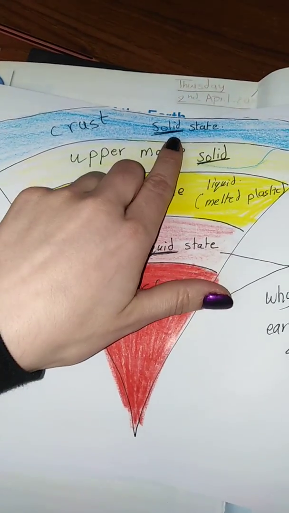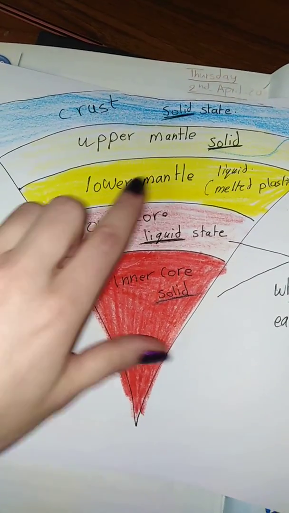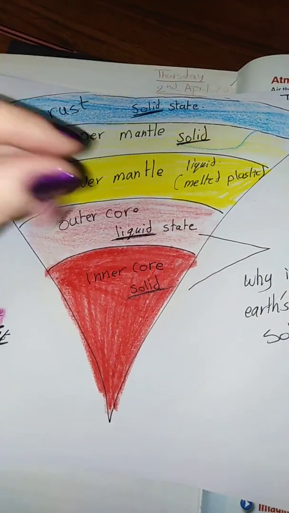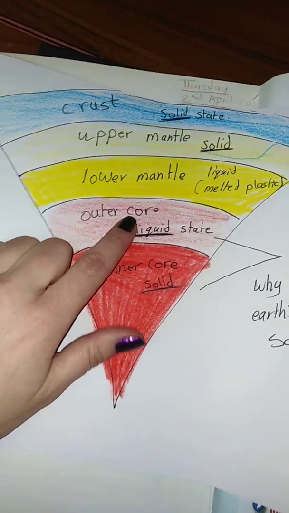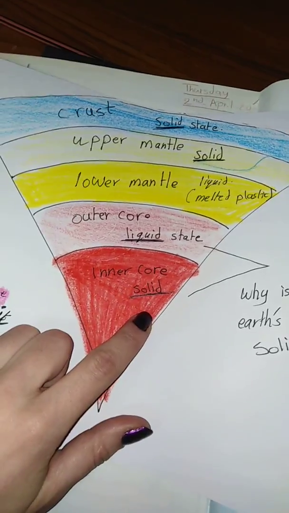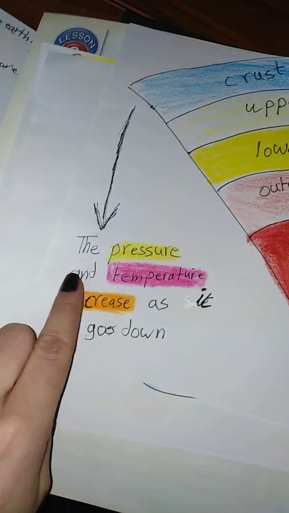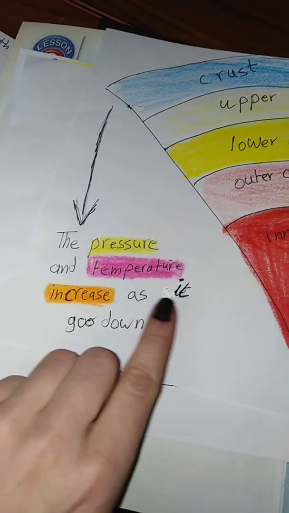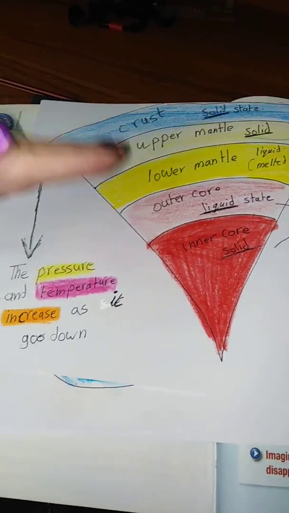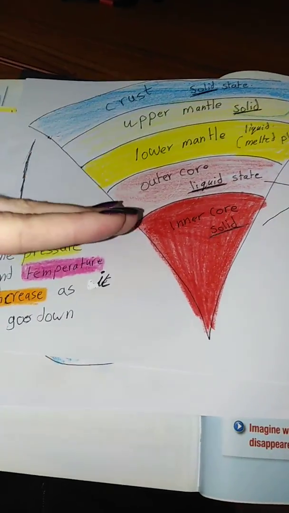The crust, it is in solid state. Mantle, solid. Lower mantle in a liquid. It's melted plastic. Remember the slime. In core, outer core, it's liquid state, and in the inner core, it is solid. Okay. Now pay attention. The pressure and the temperature increase as it goes down. When it goes down, the temperature increases and the pressure increases.